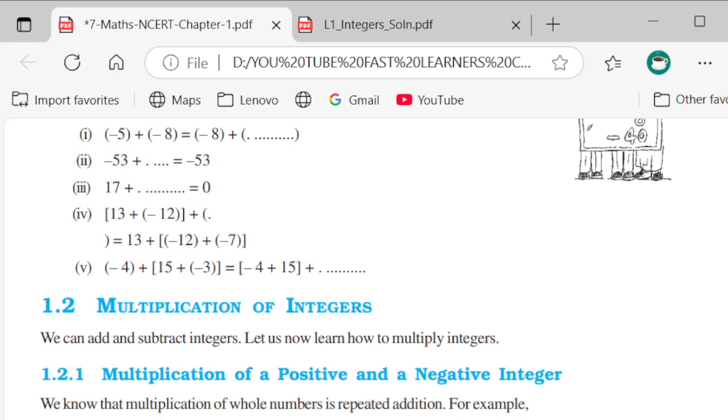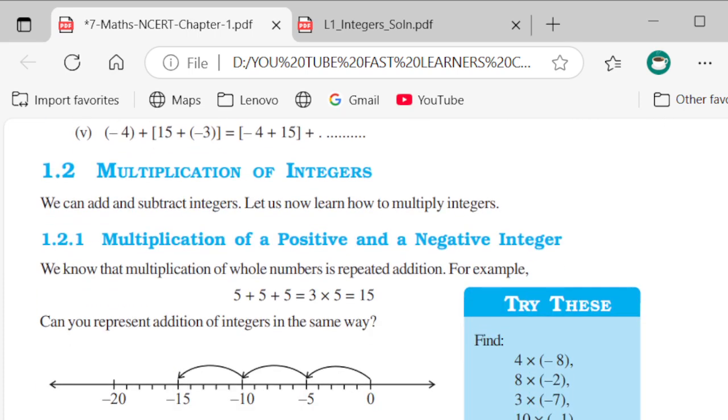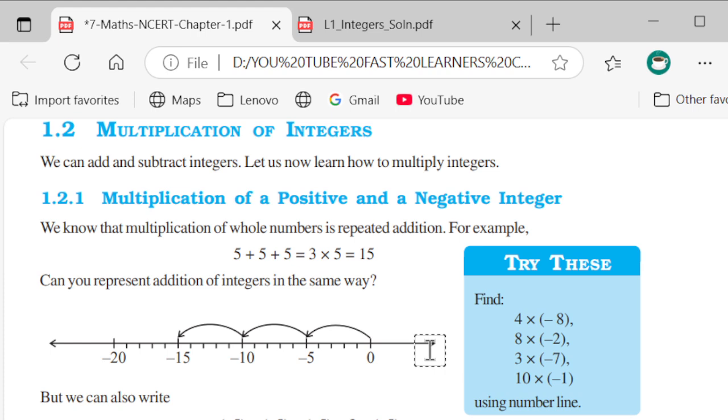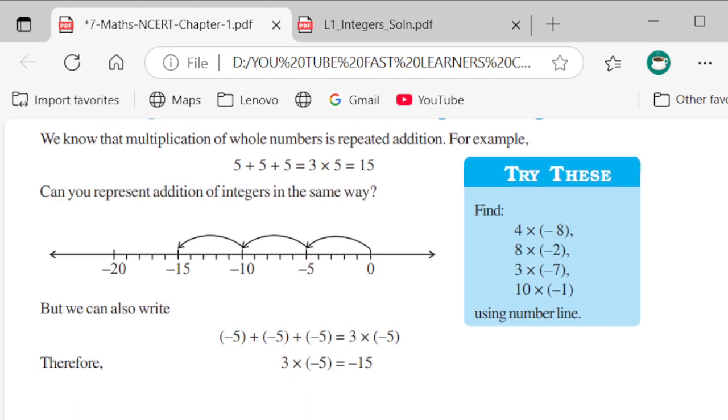Let's see ahead multiplication of integers. Now you know that when you multiply a positive number with a positive number, you will get a positive number only, but if you multiply two negative numbers, you will get a positive answer. When you multiply a positive number with a negative number, you will get a negative answer.